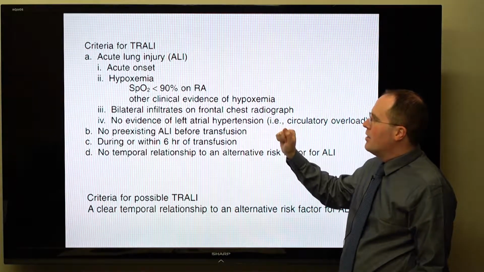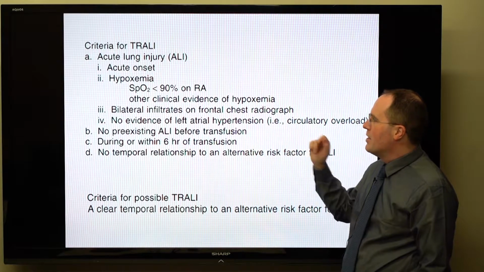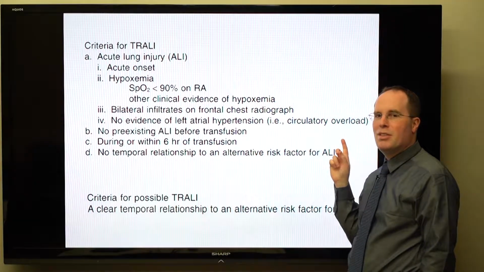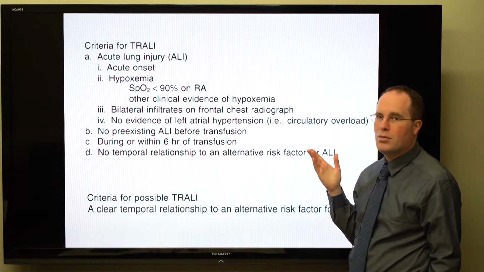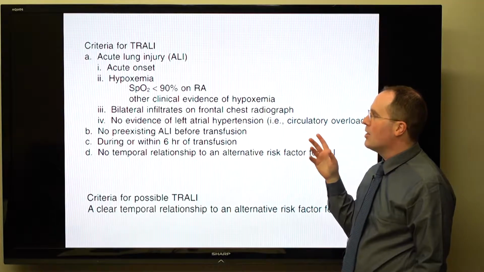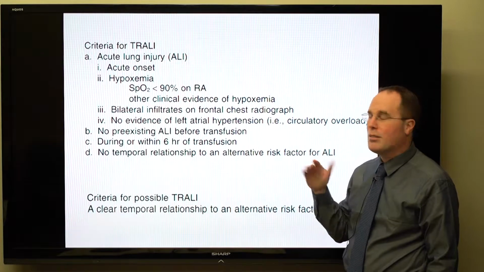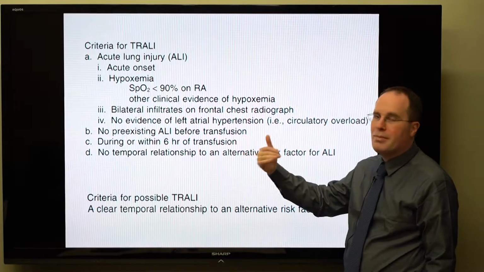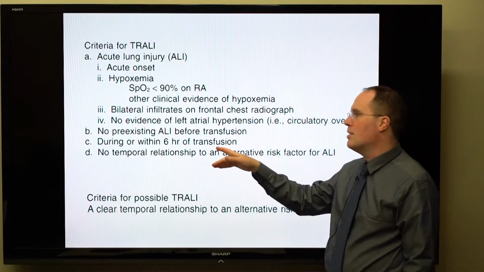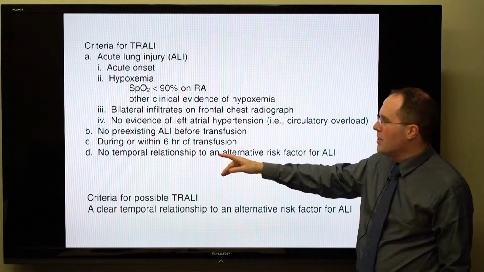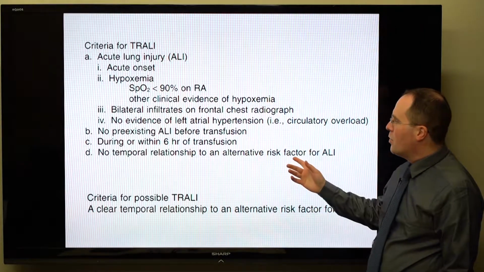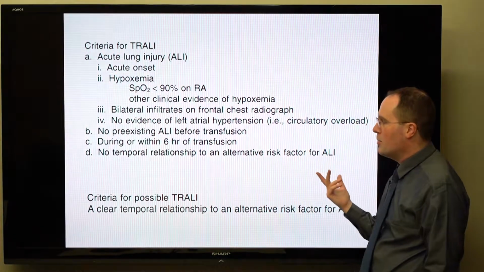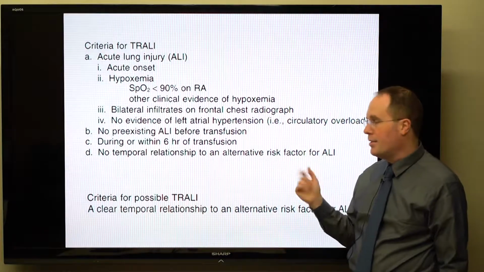Bilateral infiltrates on chest x-ray, no evidence of atrial hypertension. What we're trying to rule out basically is that this is not due just to volume overload, right? That this is lung damage as opposed to just lung drowning. And then no pre-existing acute lung injury before transfusion, in the ideal textbook case, with onset during or within 6 hours after transfusion. And you've ruled out any other cause of this, right? There's no temporal relationship to an alternative risk factor, again, in the textbook case.